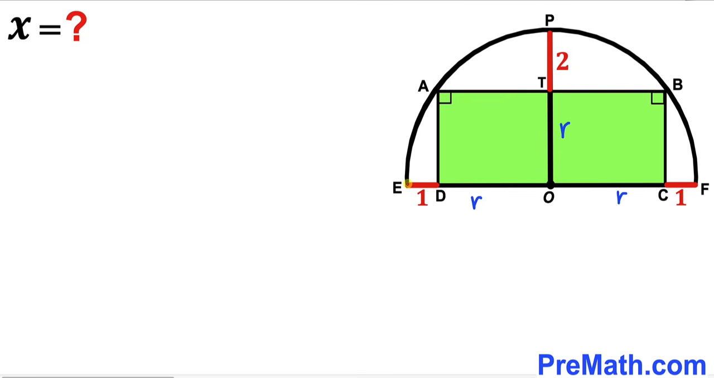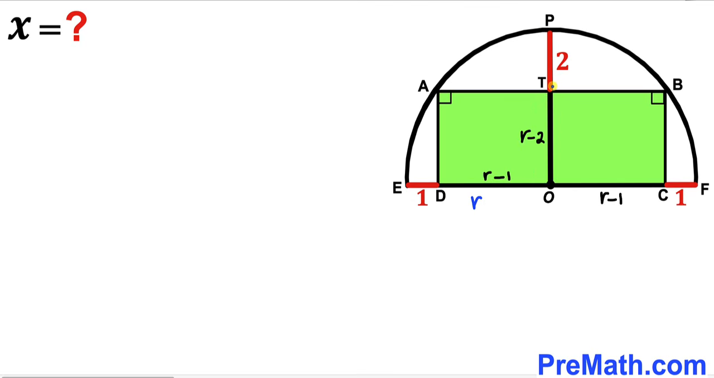Now we know this segment ED is 1. So therefore, this remaining segment OD is going to be lowercase r minus 1. Likewise, this segment OC is going to be lowercase r minus 1 as well. And now we know this segment PT is 2 units. So therefore this remaining segment OT is going to be lowercase r minus 2.